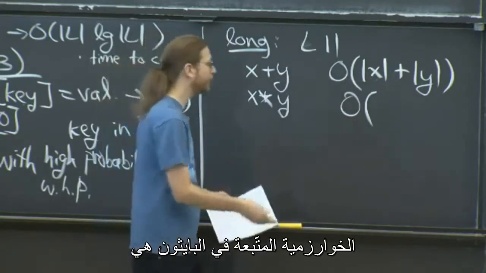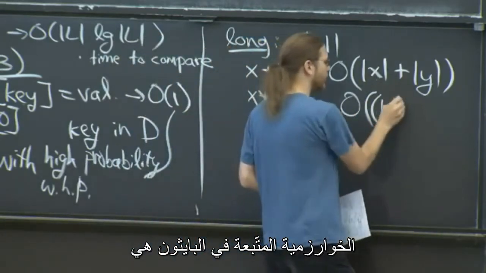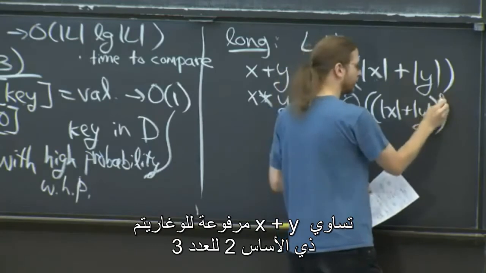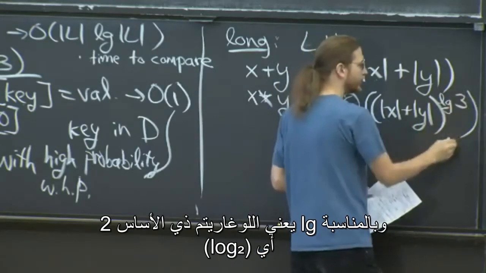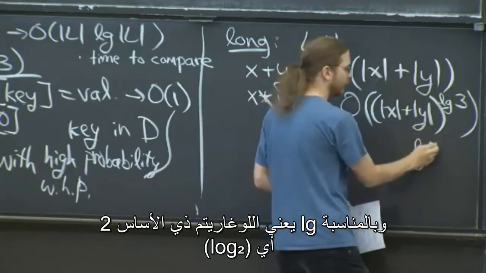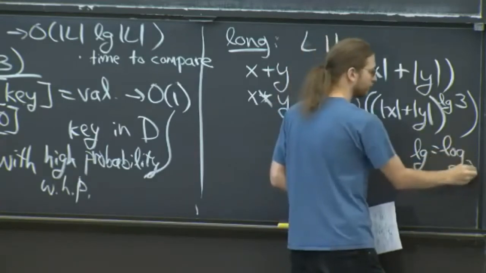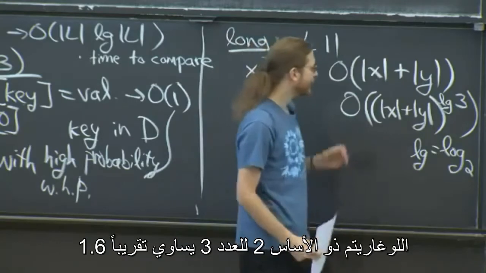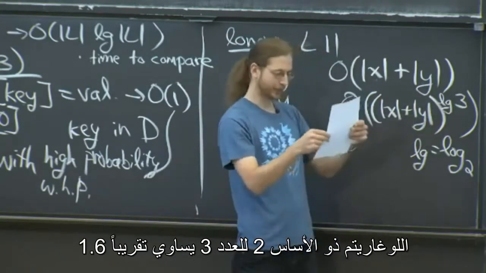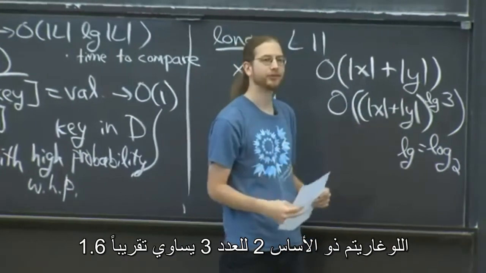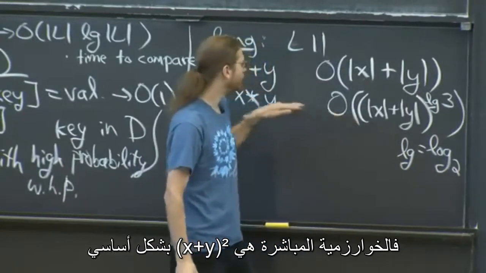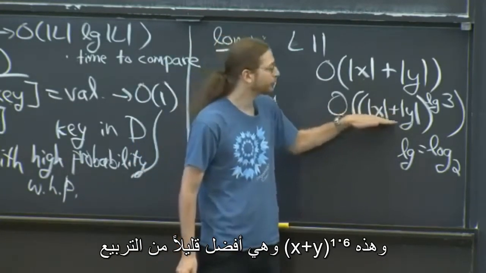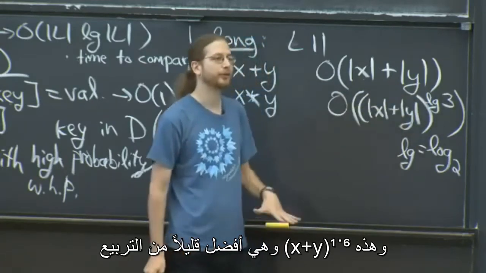The algorithm that's implemented in Python is x plus y to the log base 2 of 3. By the way, I always write lg to mean log base 2, because it only has 2 letters, so base is 2. Log base 2 of 3 is about 1.6. So while the straightforward algorithm is basically x plus y squared, this one is x plus y to the 1.6 power, a little better than quadratic.